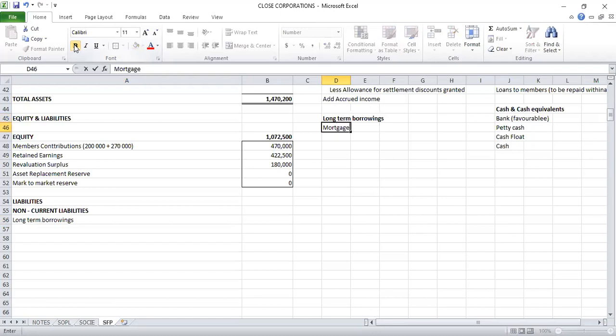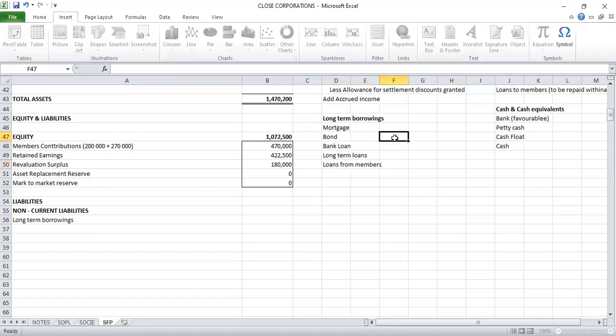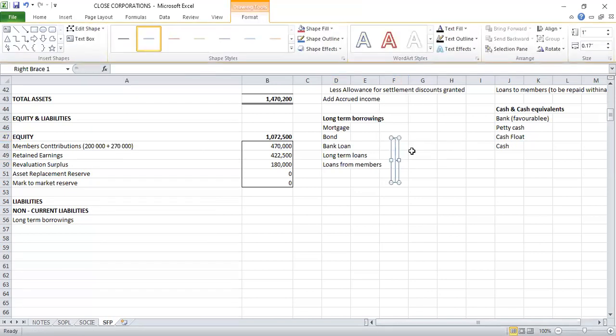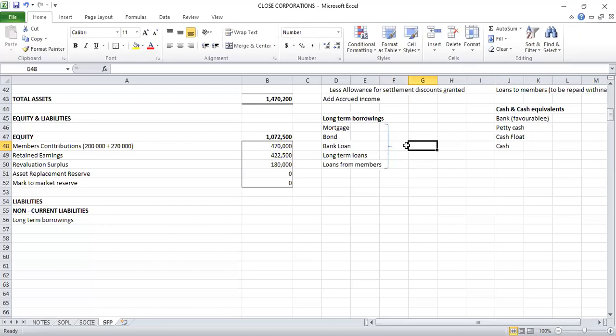Mortgage, bonds, bank loan, long-term loans, loans from members. The bottom line for all of these to be included there is that they should be repaid after a year for them to qualify as non-current liabilities.